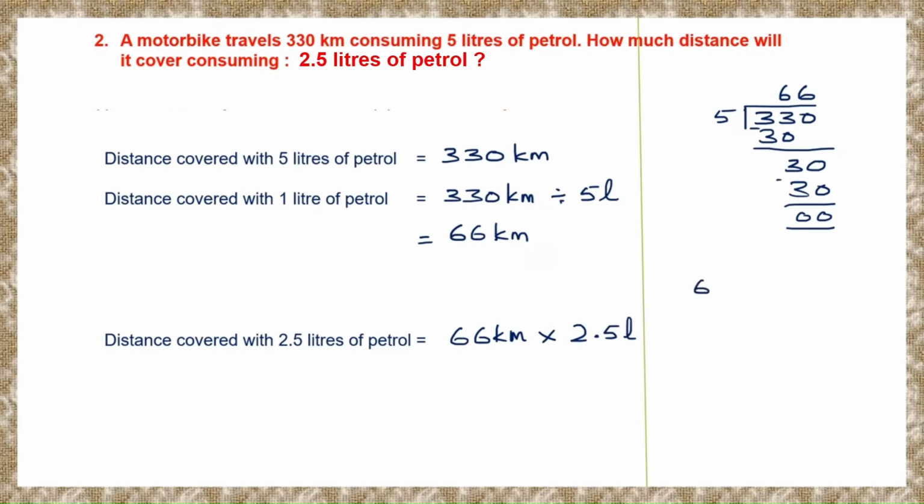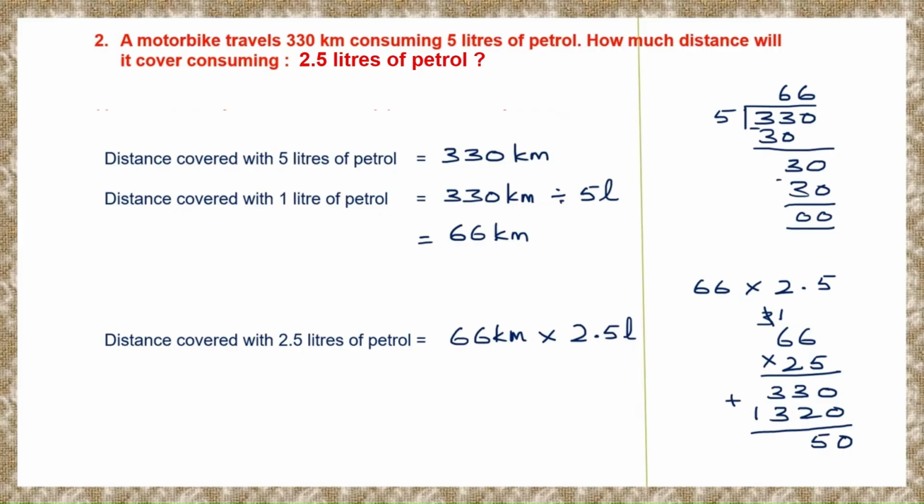So let's multiply 66 into 2.5. So let's ignore the decimal point and multiply 66 into 25. 5 sixes are 30, carry 3, 5 sixes are 30, 33. Second step, 2 sixes are 12, carry 1, 2 sixes are 12 plus 1, 13. Now we need to add this up. 0, 3 plus 2 is 5, 3 plus 3 is 6 and 1. So now the distance covered with 2.5 liters of petrol is the answer that we will get after multiplying.